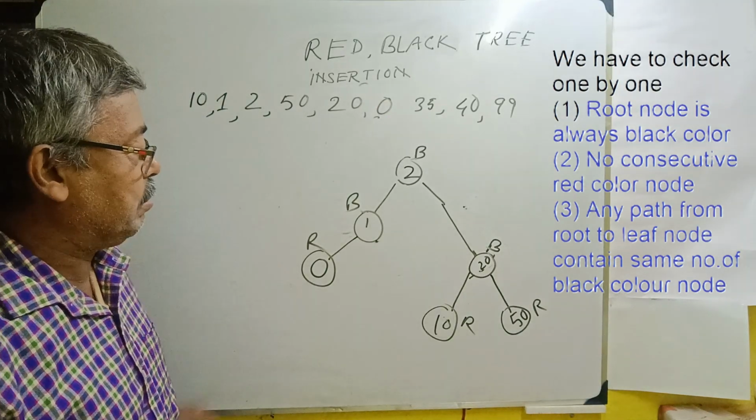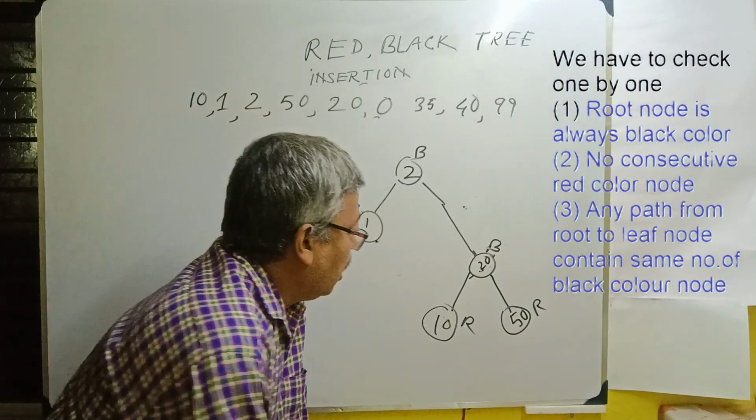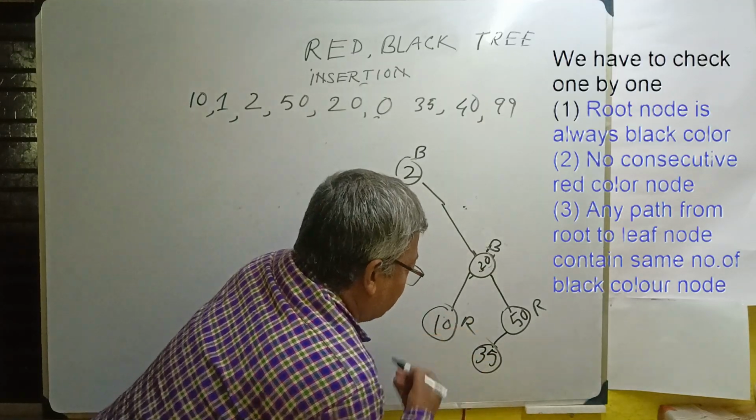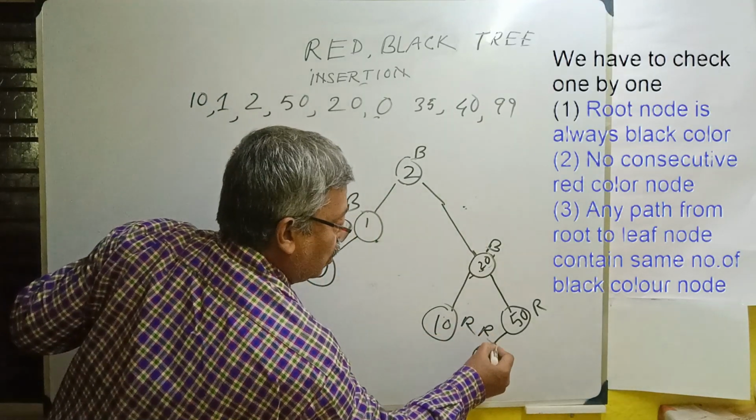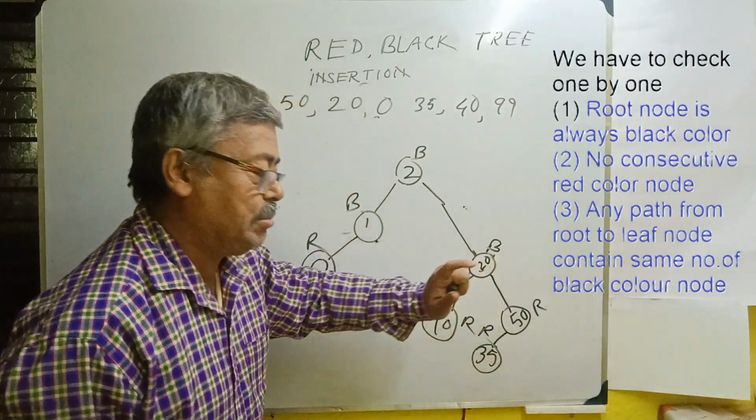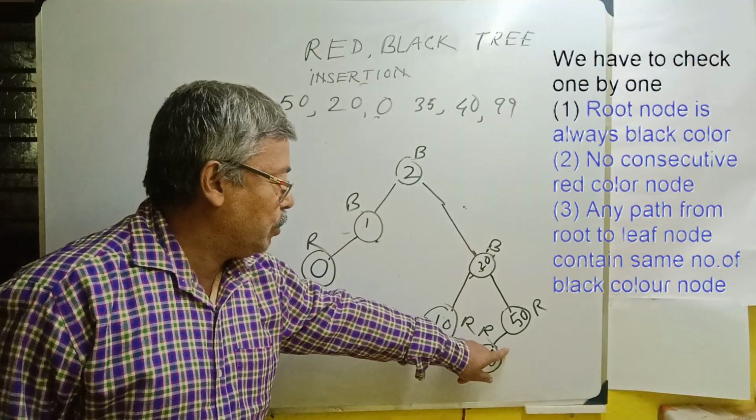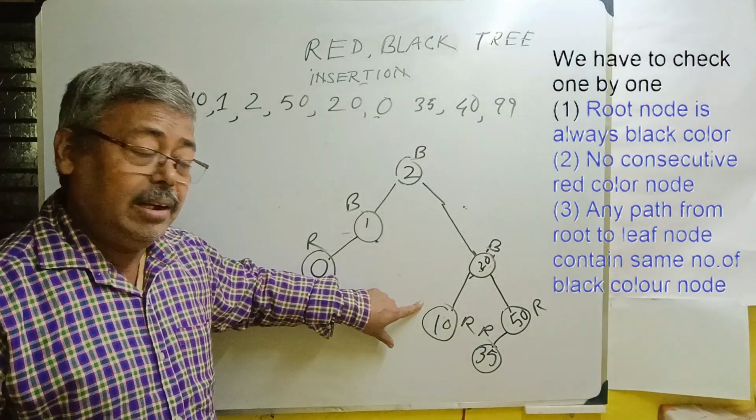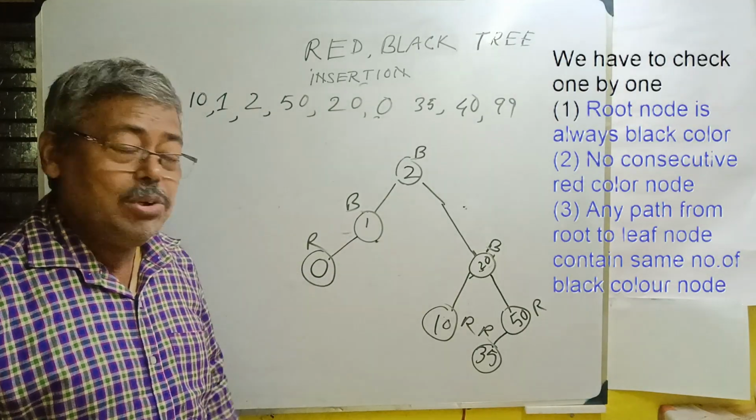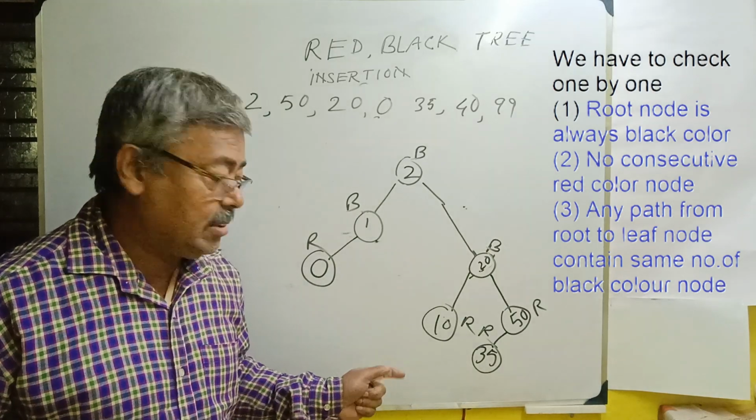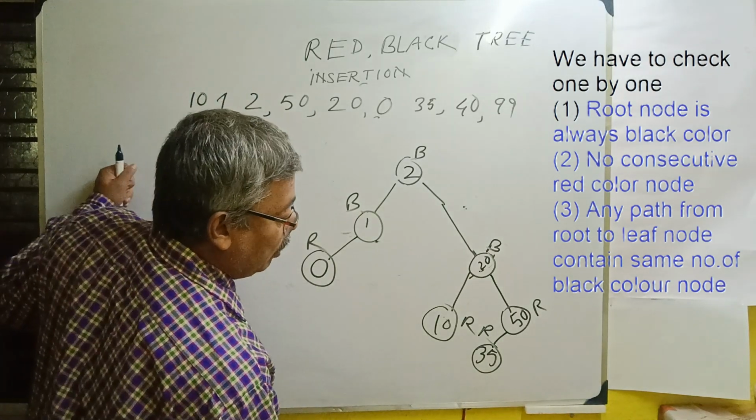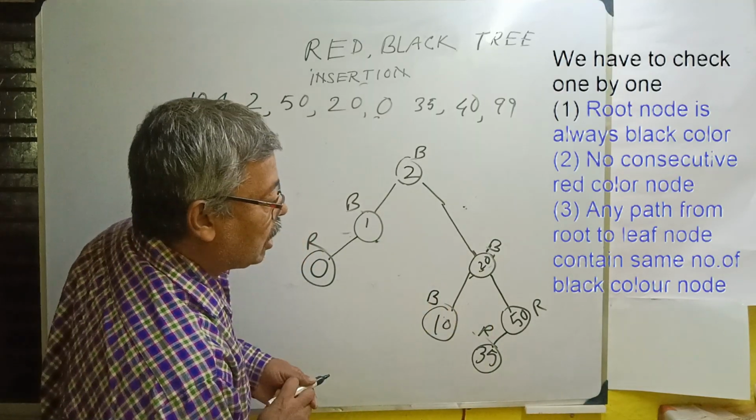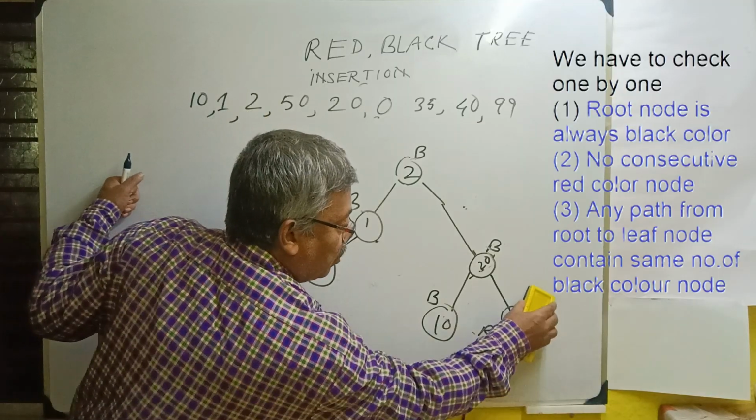Now inserting 35. 35 is greater than 20 and less than 50. That is in this position. The 35 color will be red. So again, red-red confliction has arrived. I have to remove this red-red confliction by identifying the color of the uncle. The color of the uncle is red. Now rotation is not required, only coloring is required. So the color of the uncle will be changed, that is from red to black. The color of the parent will be changed from red to black.